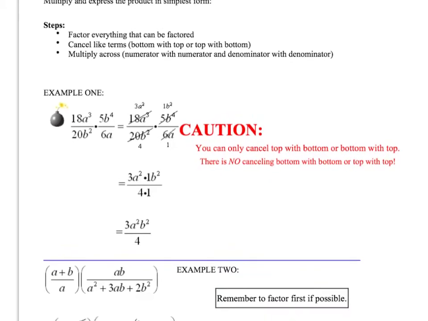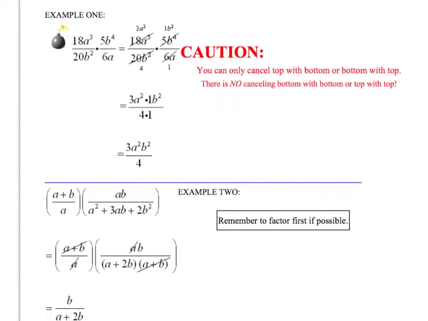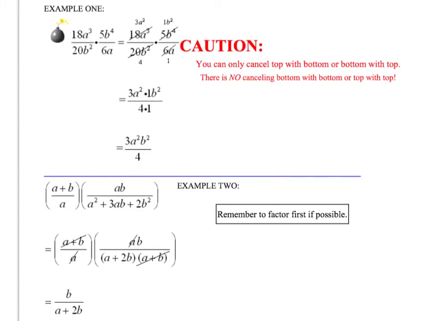The first couple examples are done for us already. Example 1. It says 18a cubed over 20b squared times 5b to the fourth over 6a. What they ended up doing is that they saw what was common first. They said 6 goes into 6 once, goes into 18 3 times. There's one a in the denominator, can cross off with one of the a's in the numerator, so you're left with a squared. For the 5, 5 goes into 5 once, 5 goes into 20 4 times.